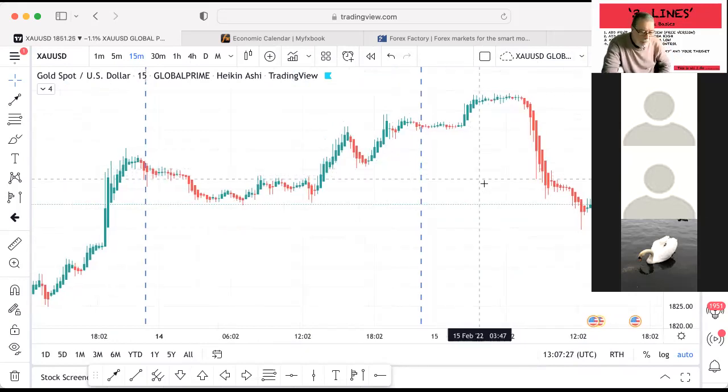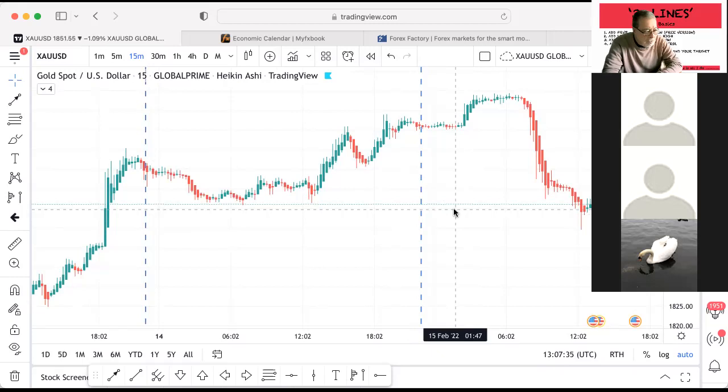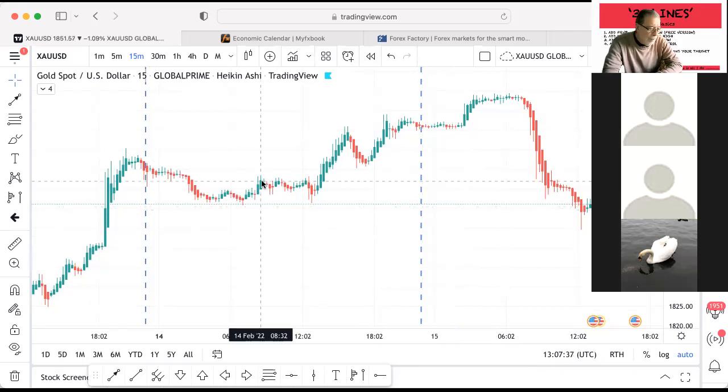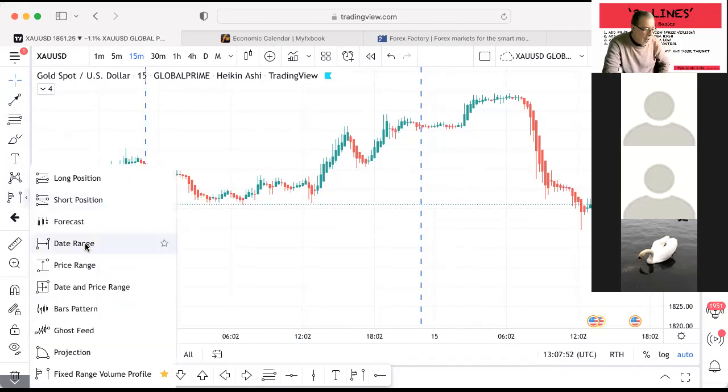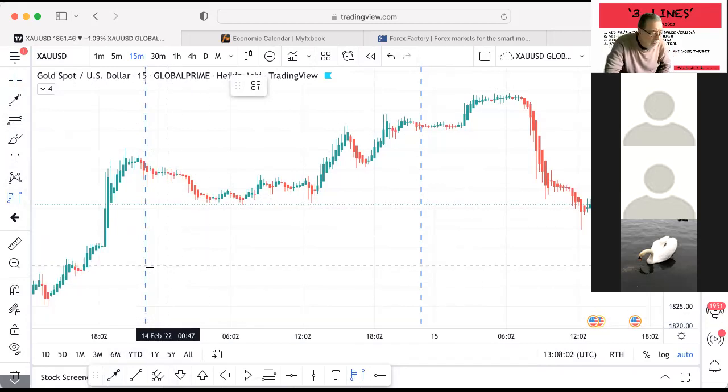Also, for the benefit of anybody who's watching this for the first time, I'm going to show you how to put the volume profile on if you're using a free version of TradingView. If you go down to this left-hand column and you go 1, 2, 3, 4, 5, 6, 7, and you click on the little arrow next to it, you'll get a drop-down menu. And if you go to the last one on that menu, it's fixed range volume profile. If you click on that and then click on the first candle of the day.